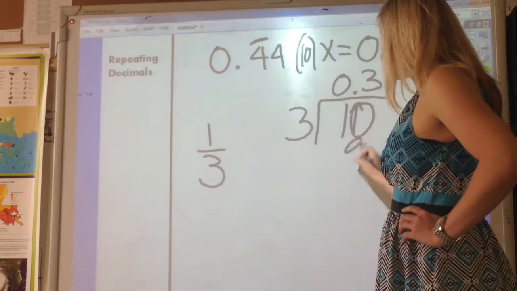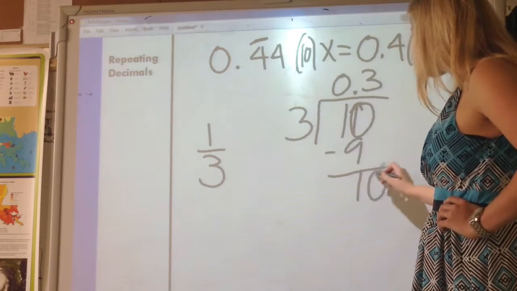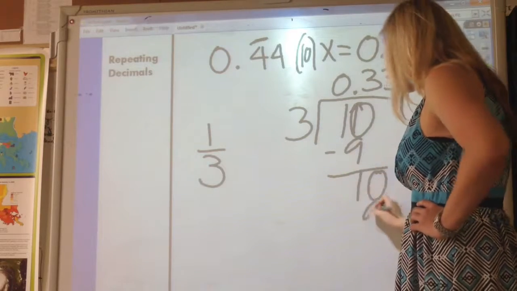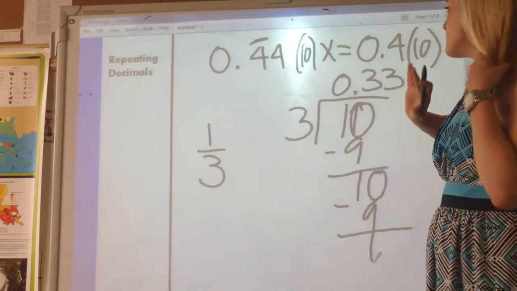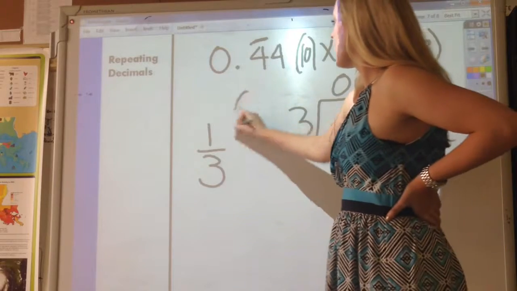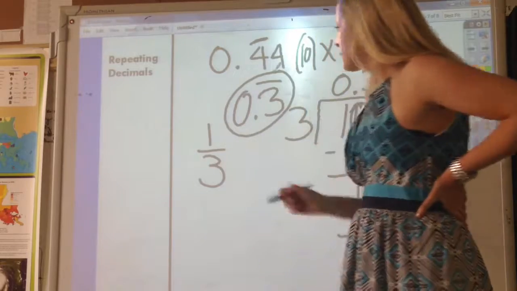3 times 3 is 9. That leaves me with 1. 3 doesn't go into 1, so I've got to bring a 0 down. 3 does go into 10 3 times. 3 times 3 is 9. Left with 1. You guys can see that I could do this all day long, but it's always top in, bottom out, and I can represent my answer by just putting 0.3, putting a bar over it, and that's my decimal.